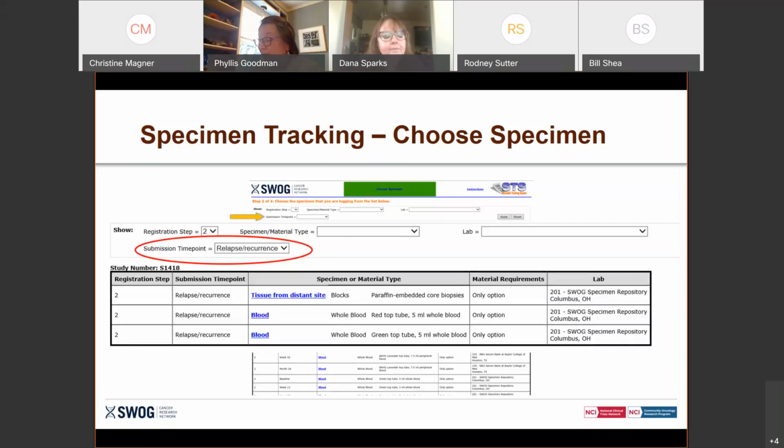We've been working hard so that the language in the expectation and what's needed in specimen tracking match as closely as possible so you can identify what is needed. Next slide.